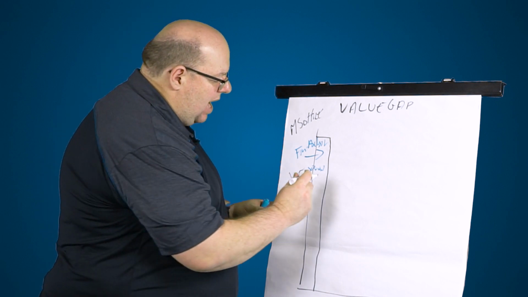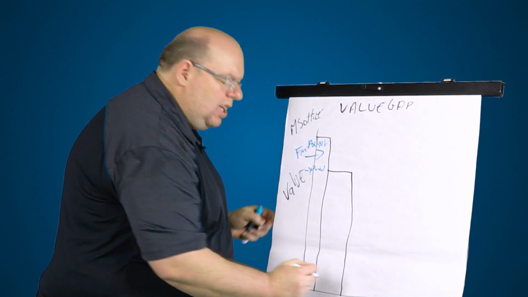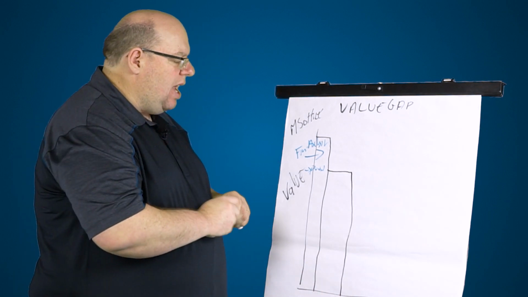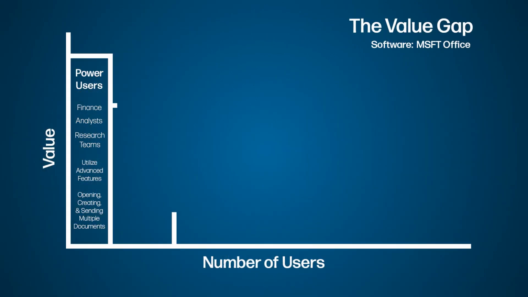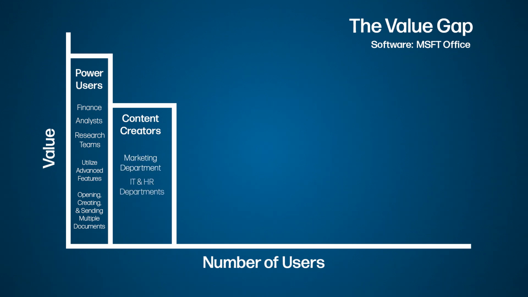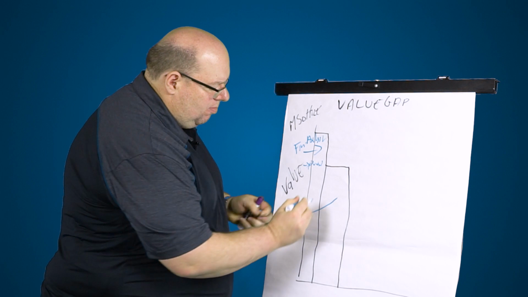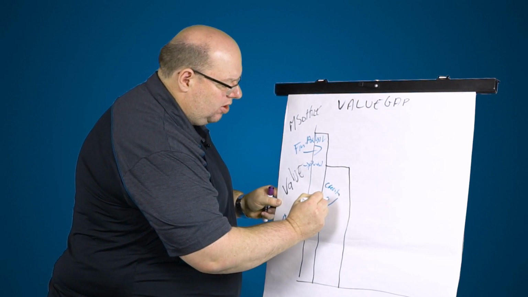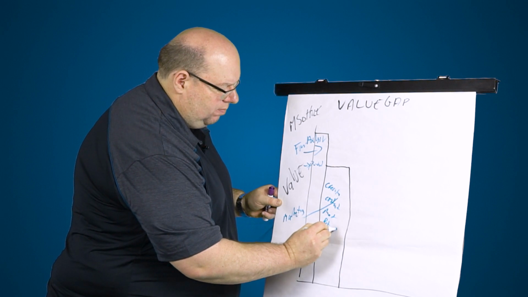What you're going to find next is that there's a number of users, probably a little bit more, that get a fairly decent amount of value out of it, but they create content, but they're not using all the features. A good example might be marketing people. Marketing people create a lot of product brochures, they'll create PowerPoint decks that sales teams use and things like that. So they create quite a bit of content, but they're not using all the features. So these people create content, but not all features.